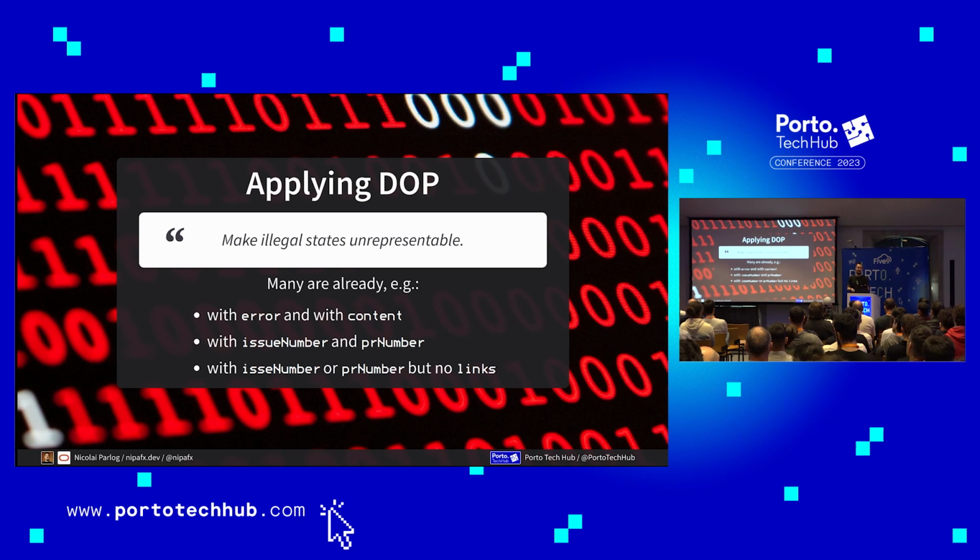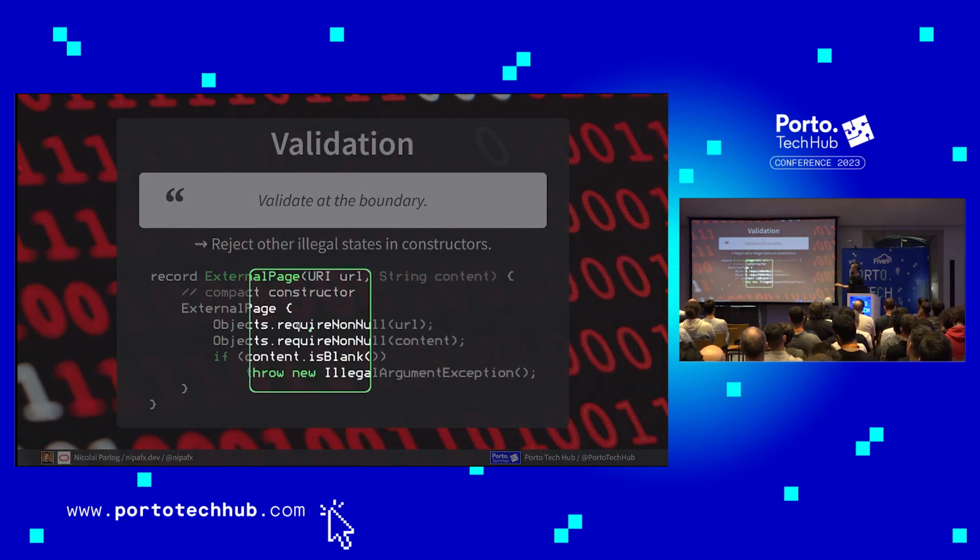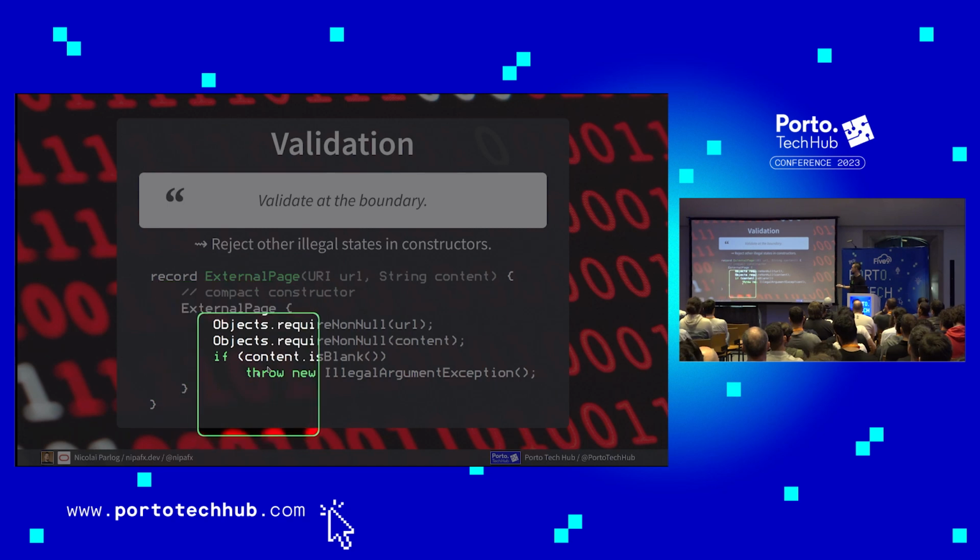There is no such type that has an issue number and a pull request number, or that has an error and content. So just by creating the types to match exactly the data that we're expecting, these illegal combinations are not possible anymore, because there's no type representing them. But there's a little bit more, and that is to validate the boundary. If we have other states that we consider illegal, we want to make sure that the constructor rejects them. Now, if you have used records before, you might recognize this as a compact constructor.